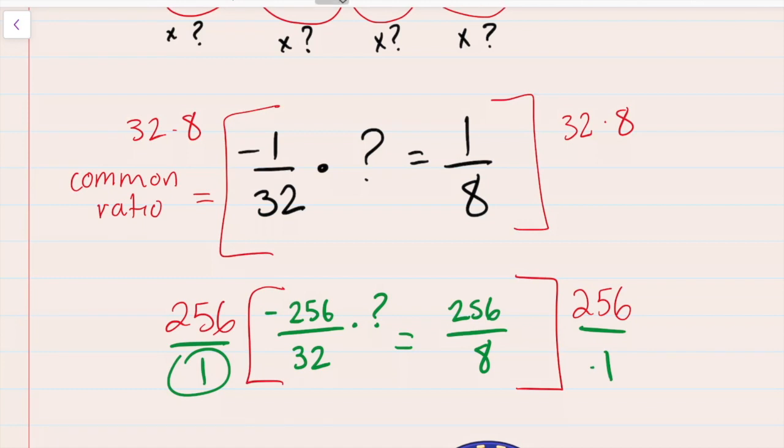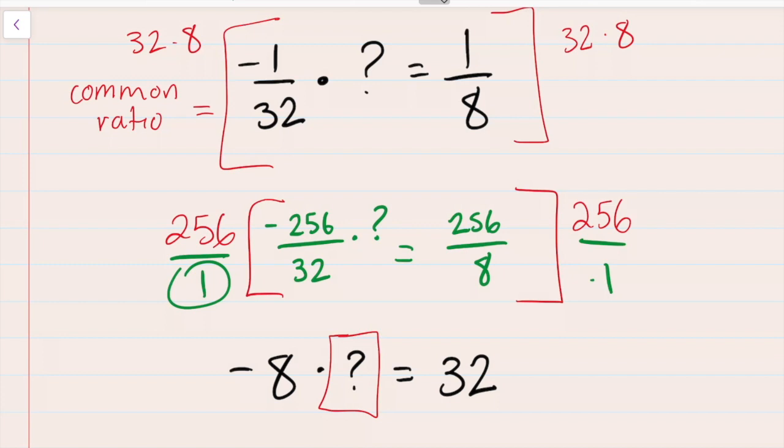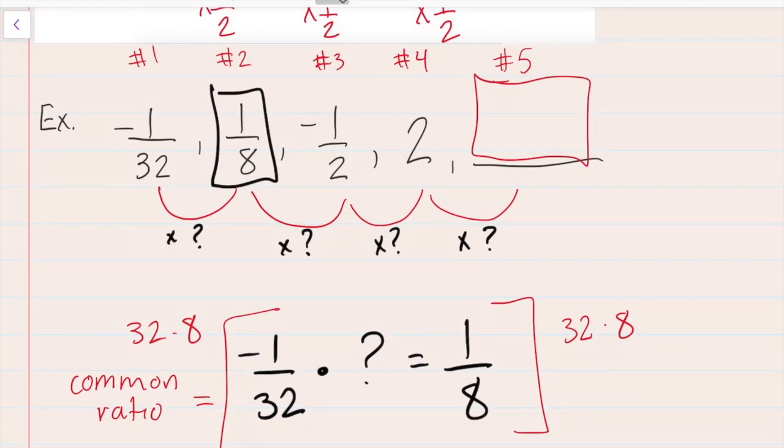That's 8. And notice we still have fractions, but we can actually, with a calculator, work it out. What's negative 256 divided by 32? It's actually just negative 8 times the question mark equals, what's 256 divided by 8? It's actually just 32. So what does the question mark have to be? Negative 8 times something gives me a positive 32. So isn't the question mark simply negative 4? Because a negative times a negative is positive, and 8 times 4 is 32. So you found what the question mark is.